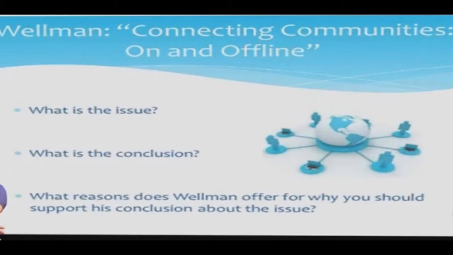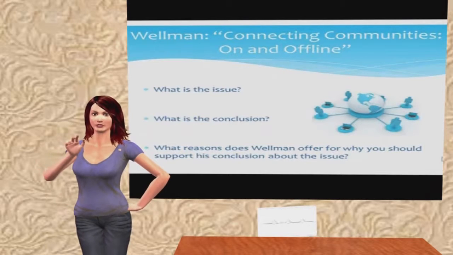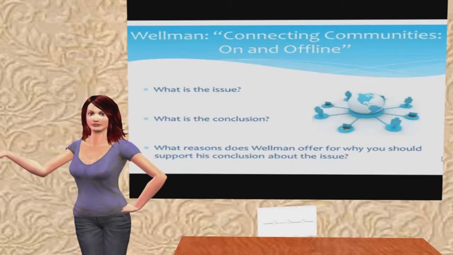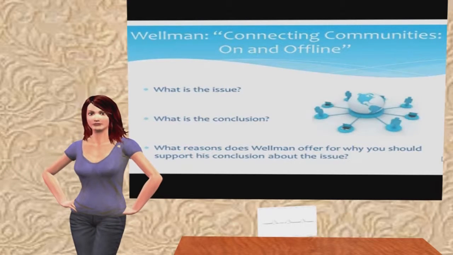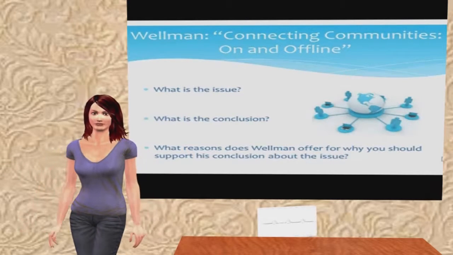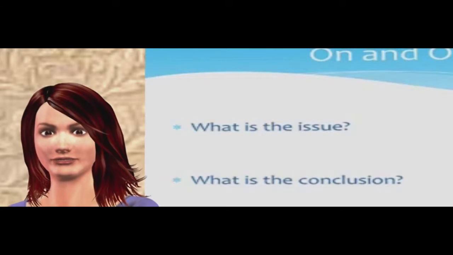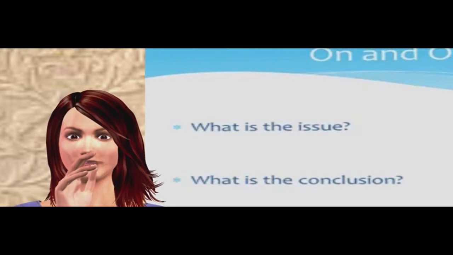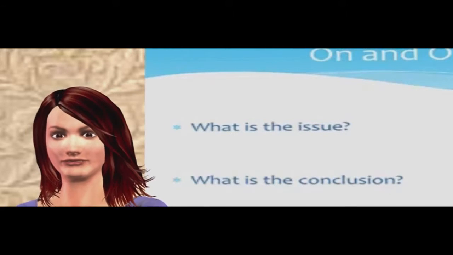So now I want to talk about the Wellman reading, Connecting Communities On and Offline. I absolutely love this reading. It's a little bit dated. It was originally published in 2004, so it's over a decade old, which is pretty old, especially considering that it's on technology. But it's actually still a really useful way for thinking about how technology is shaping social interaction in our society today.